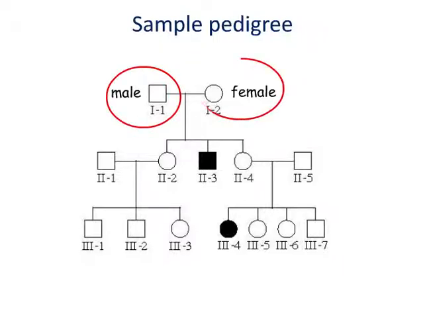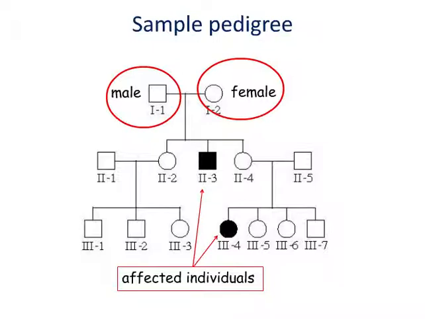Squares represent males, circles represent females. Closed symbols represent affected individuals. Horizontal lines extending from males and females represent matings. Vertical lines descending from a couple represent their children.